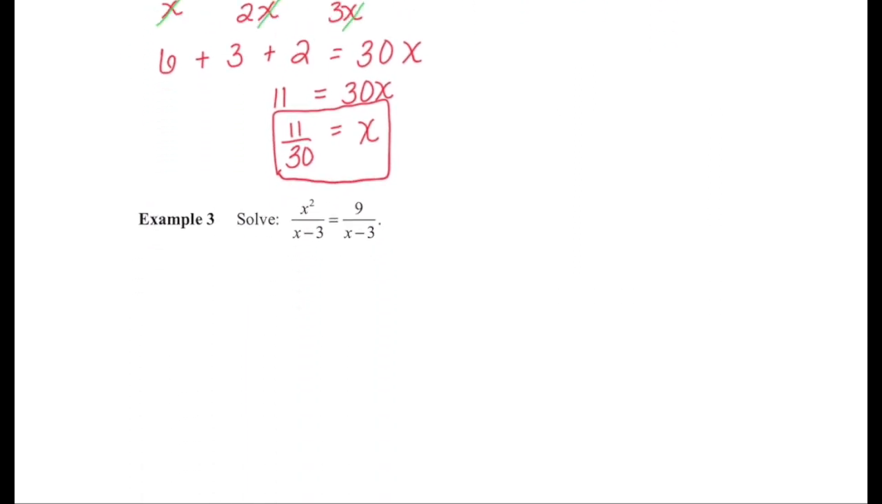In this next one, notice we have a binomial in our denominator, but it's the exact same binomial. So when I look at my least common denominator, they both have the binomial x minus 3. And when I'm looking at x minus 3, I know that x cannot be 3. So as long as I get any other number besides 3, I'll be okay.